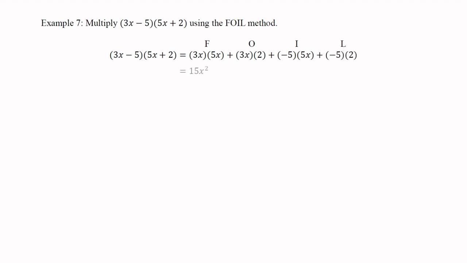Then we go ahead and multiply each set out, getting 15x squared plus 6x minus 25x minus 10, and then combine our two middle terms. 6x minus 25x gives us negative 19x, and then the minus 10 on the end.